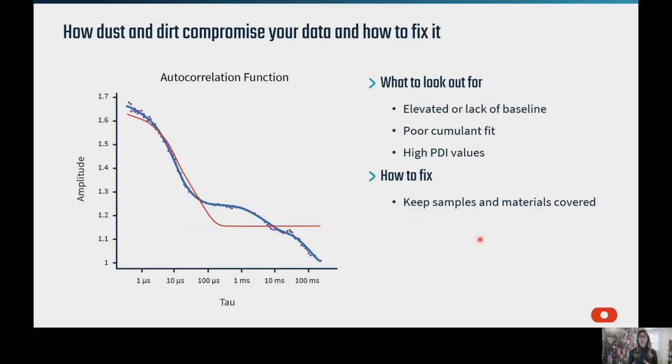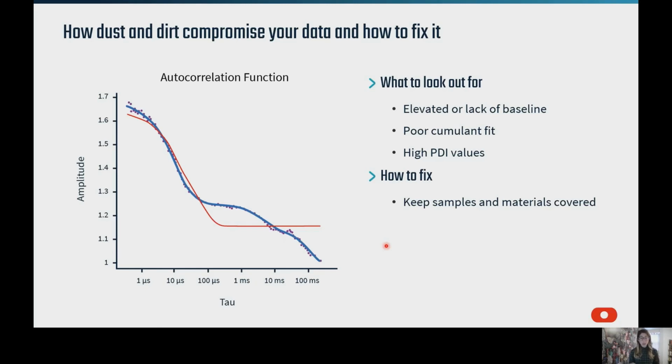So the first issue that you will most likely run into at some point is dust and dirt. So if there is dust and dirt on or in your sample solution, this is going to be observed in the autocorrelation function as an elevated or a lack of a baseline, as well as a poor cumulant fit shown by this red line here. And if the size distribution fit did actually fit something, then you'll have very high PDI values as well.